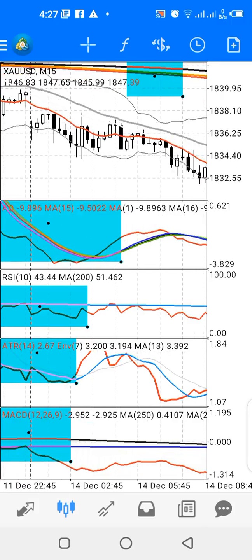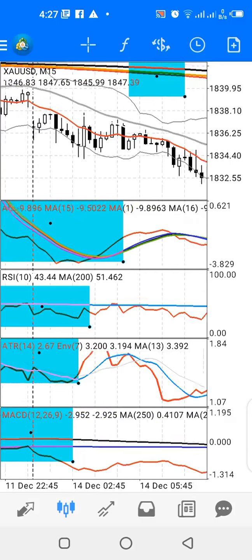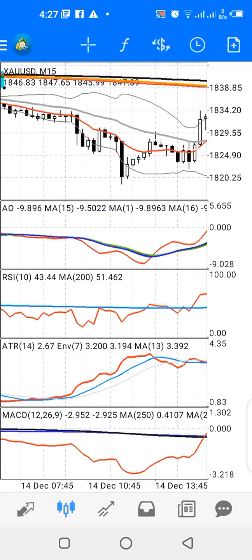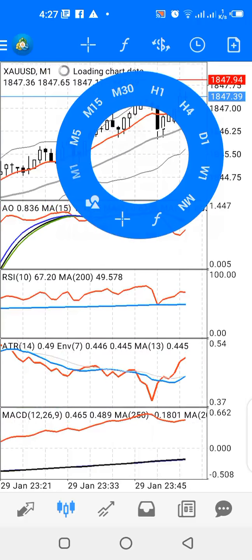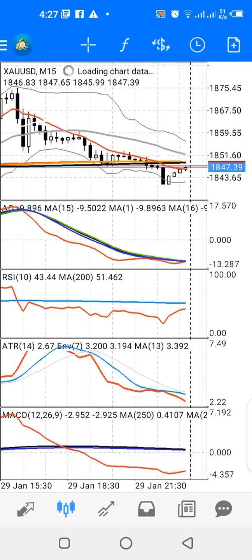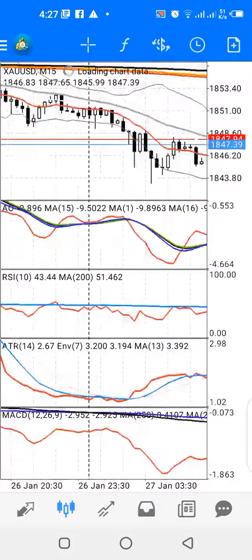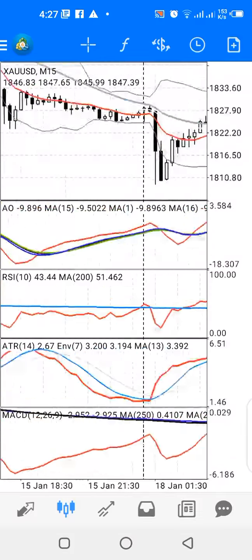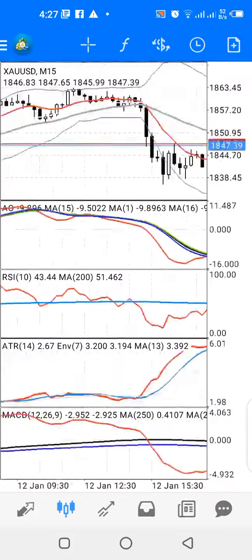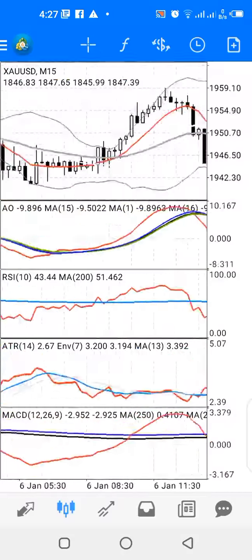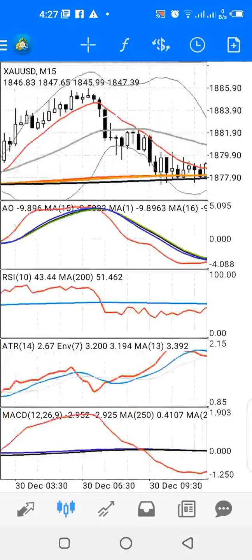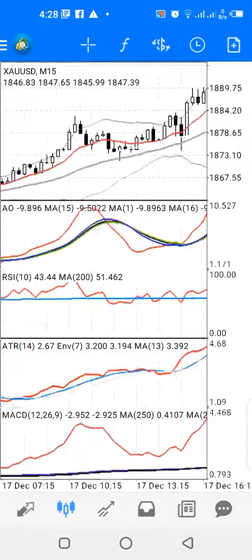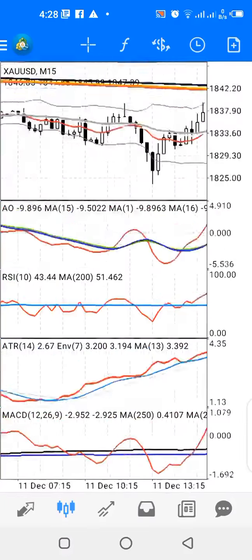If price is below the collection of these lines here, I'm talking about this line, just a minute. Let me go back to where I was before. Just a minute, I want to take it back to where I was before.